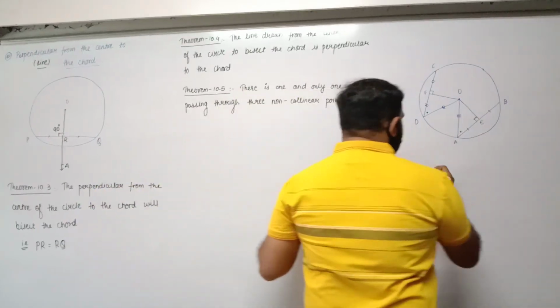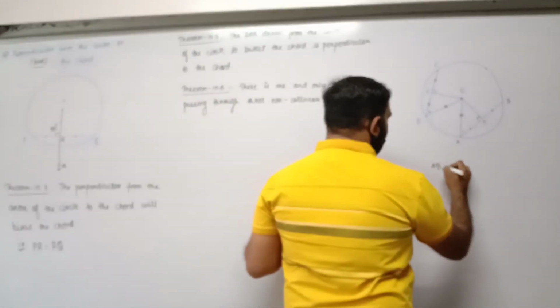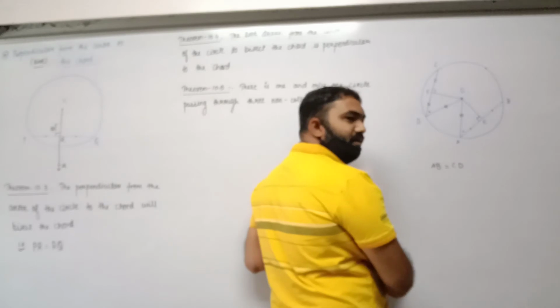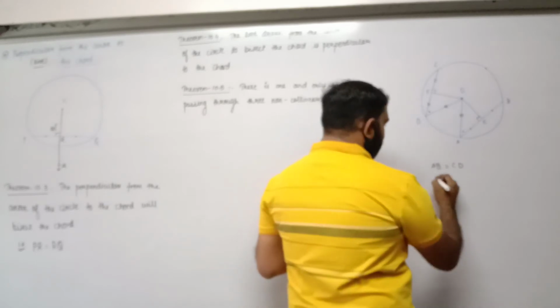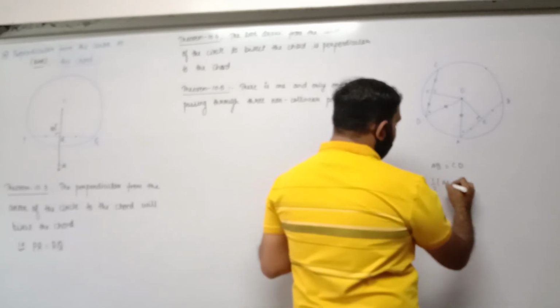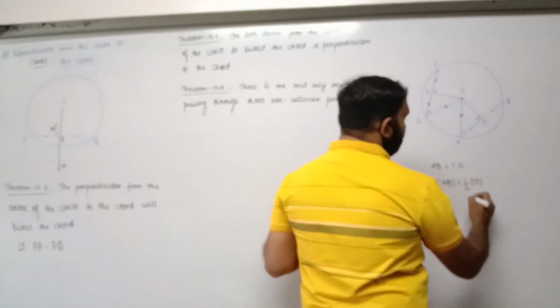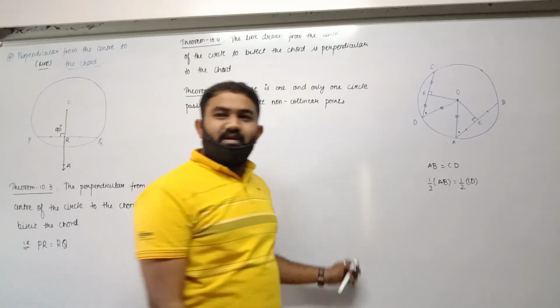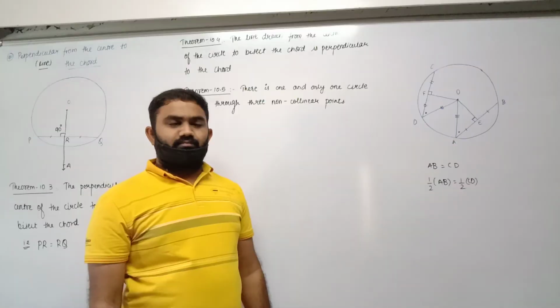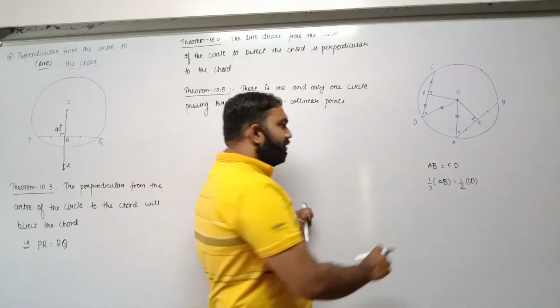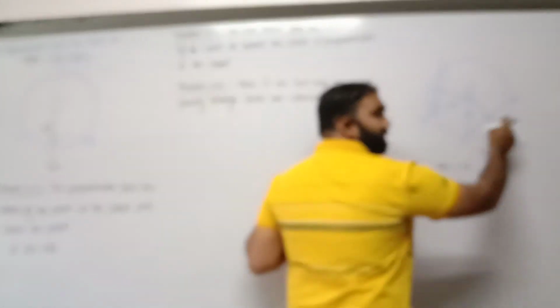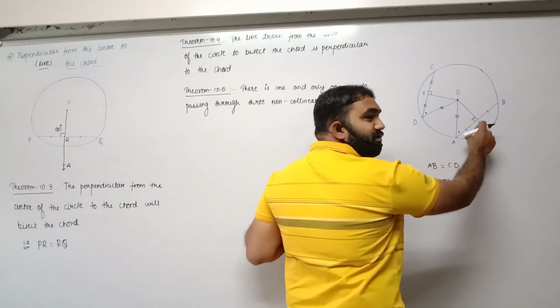How? We can say that AB equals CD. Divide both sides by 2, so we can say 1/2 AB is equal to 1/2 CD. What is 1/2 AB? AE. Very good. This is AB. Half of AB, that means AE.